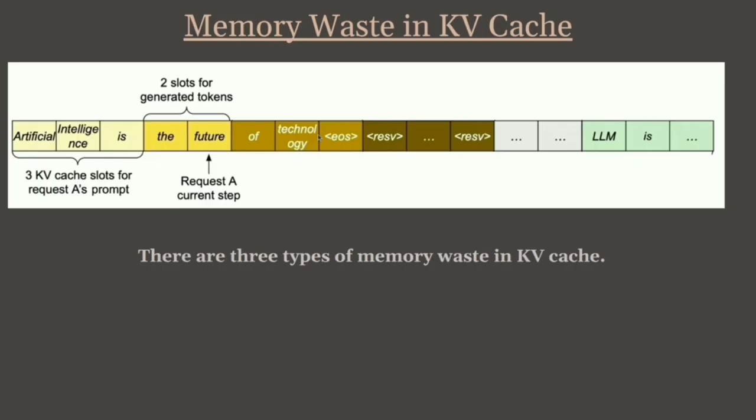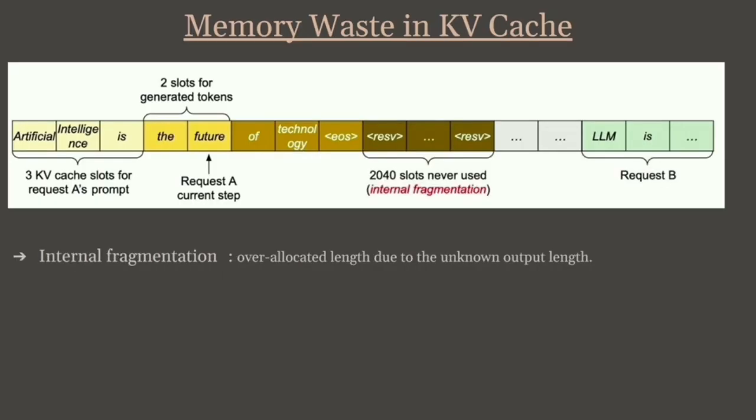Now let's look at the memory waste in KV cache. We talked about the KV cache before, right? So keep that in mind. There are three types of memory waste in KV cache. First one is internal fragmentation. In this image, we can see that this is our input prompt, and this is the current generated tokens, and these are the future slots we may use or may not use. And this is another request, which is here.